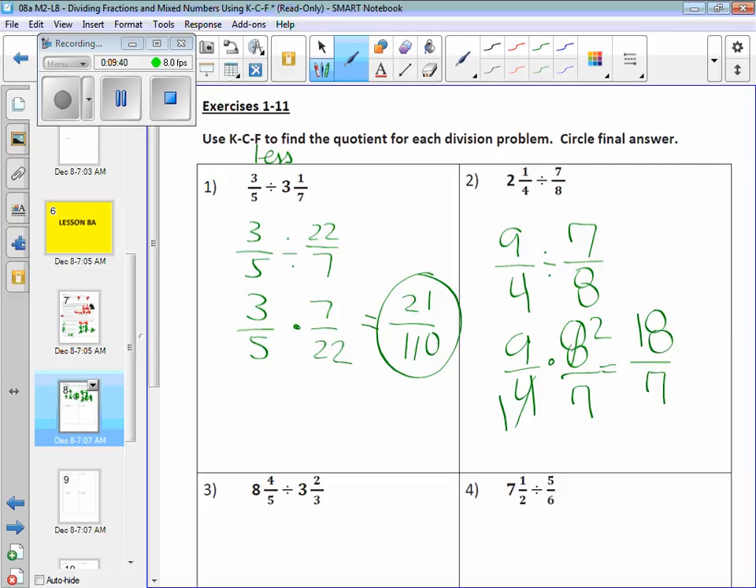Stop right there. Is it top heavy, yes or no? Yes. Can't leave it like that. Go for it, Chip. Bring up your answer. 2 and 4/7. Circle it, not lock it. It's good.